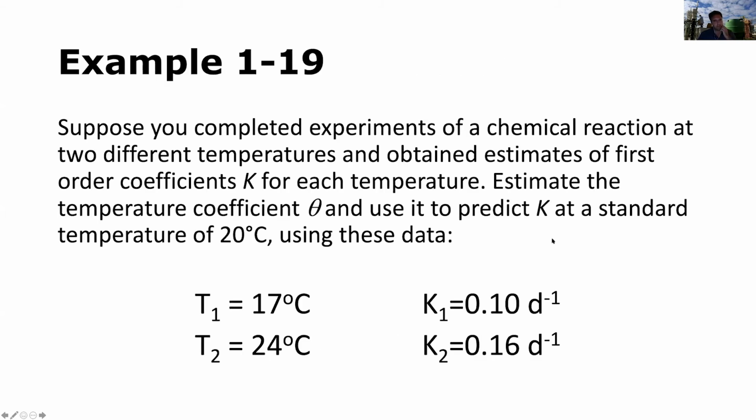Let's do an example problem. Suppose that we complete experiments of a chemical reaction at two different temperatures, and we obtained estimates of first order coefficients K for each of the two temperatures. Estimate the temperature coefficient theta and use it to predict K at a standard temperature of 20 degrees Celsius. So let's assume that the first temperature was 17 degrees, and for that temperature, we had a K value of 0.1 days to the negative 1. And the second temperature was 24 degrees, and we had a K value of 0.16 days to the negative 1.